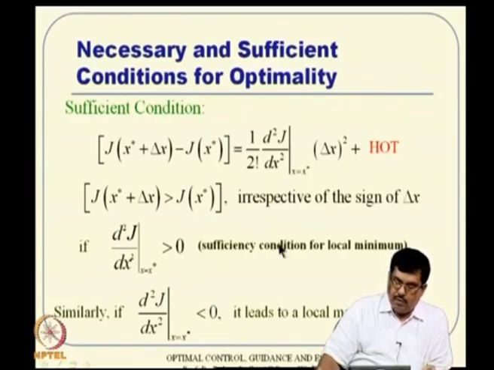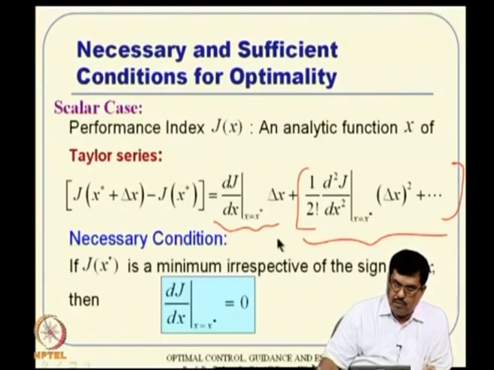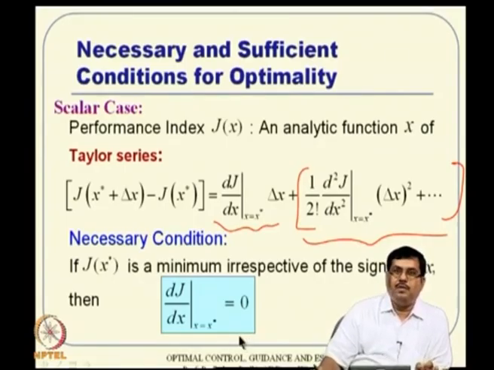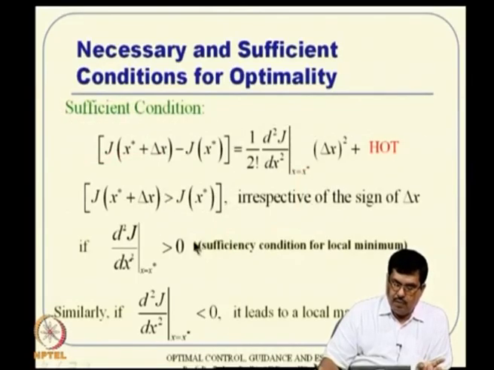So, to summarize the analysis, what you are doing here is, given any function j of x, we will put del j by del x equal to 0, and then solve this and find out candidate points x star. It need not be one point, it can be several points actually. At each of the points, we will try to evaluate the second order derivative. If the second order derivative happens to be greater than 0, then it is a minimum point. If the second derivative happens to be less than 0, it will be a local maximum. That is the sufficiency condition actually.